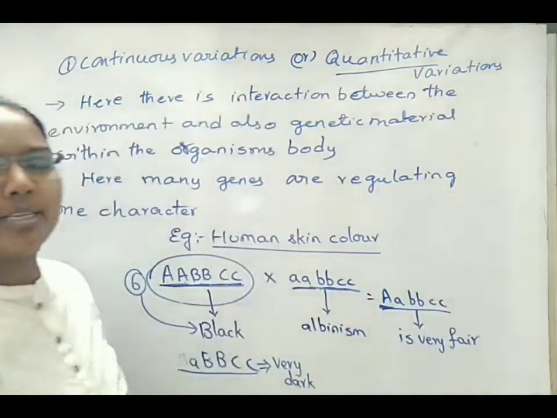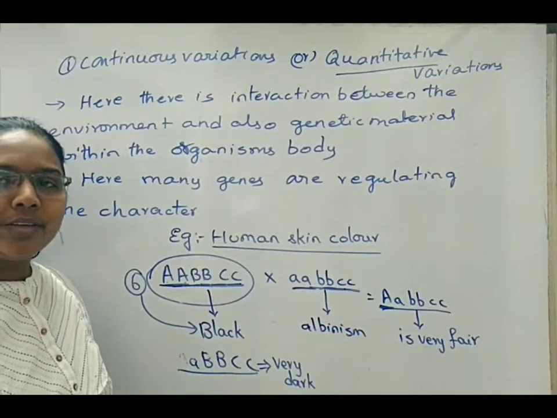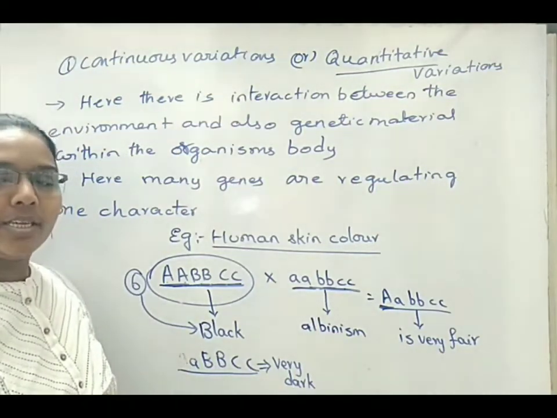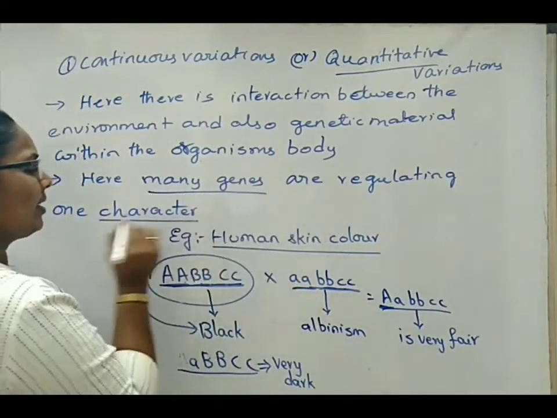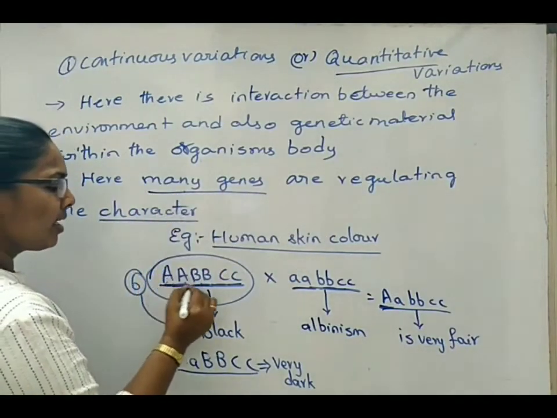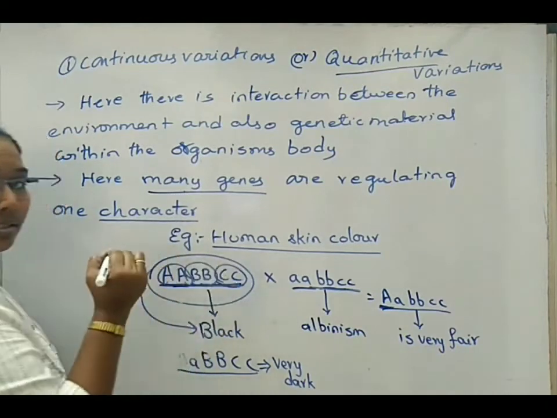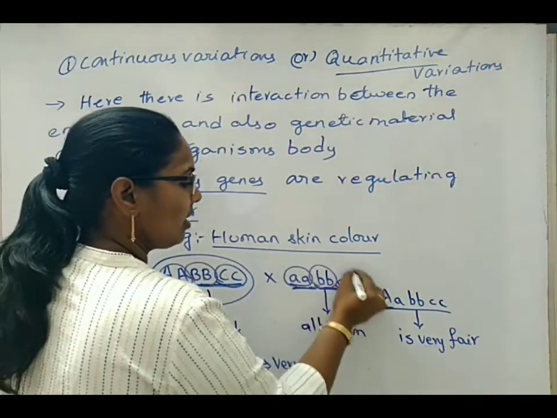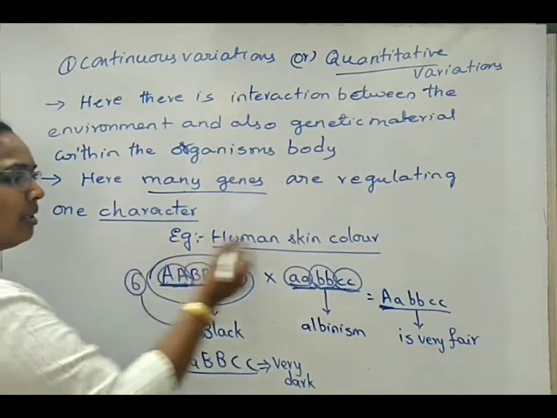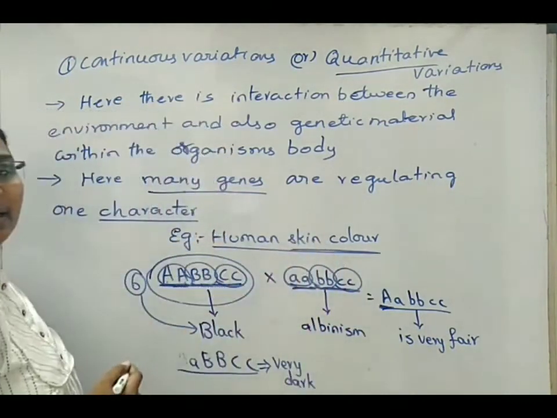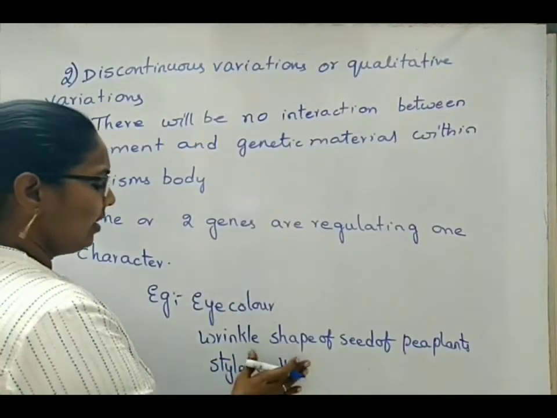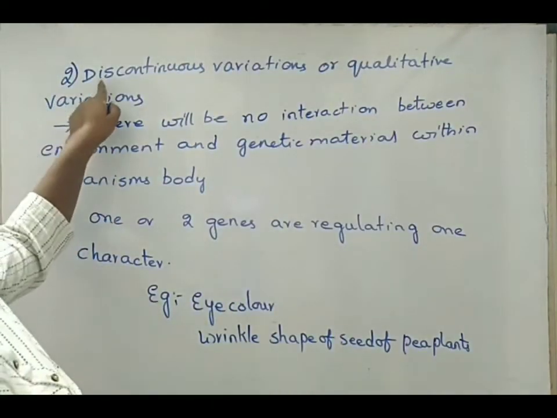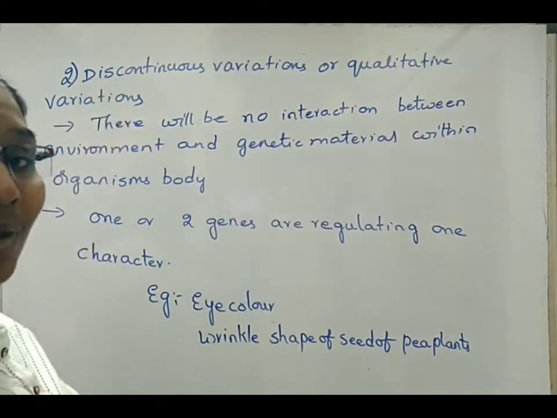So this is one best example to explain the continuous variation or quantitative variation. As I have said, many genes are regulating one character. What are many genes? These are considered as one gene, another gene, another gene. So many genes are controlling what? This character is nothing but human skin color. So this is about quantitative variations or continuous variations. Here there is another one, the discontinuous variations or qualitative variations.